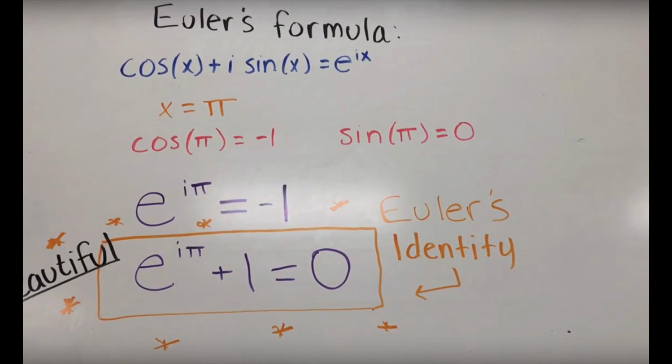The special case occurs when x is equal to pi. Cosine of pi is equal to -1, and sine of pi is equal to 0. So e to the i pi equals -1. Rearrange this and you get e to the i pi plus 1 equals 0, or Euler's identity. What is so amazing is that in one simple equation it links 4 seemingly unrelated mathematical concepts: Euler's number, pi, cosine and sine, and the imaginary number, and that, in mathematical terms, is beautiful.